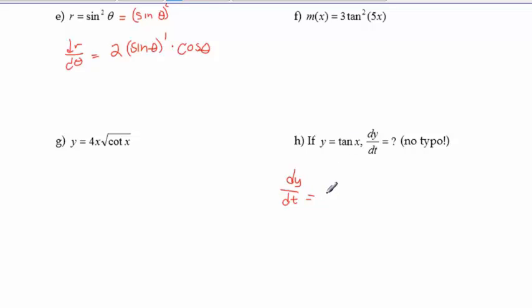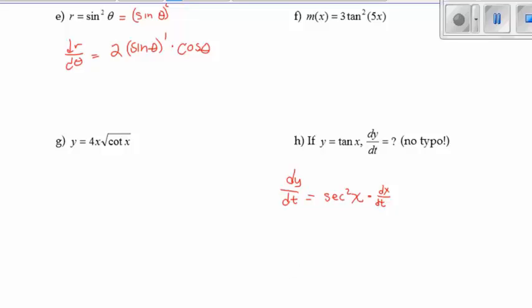So it's going to be the derivative of the outside. Derivative of tan would be secant squared. Keep the inside times the derivative of the inside. The derivative of x we would write as dx dt, just because we don't know the derivative with respect to t, so we're just kind of saving that for later on. This step will make a little bit more sense when we talk about implicit derivatives.